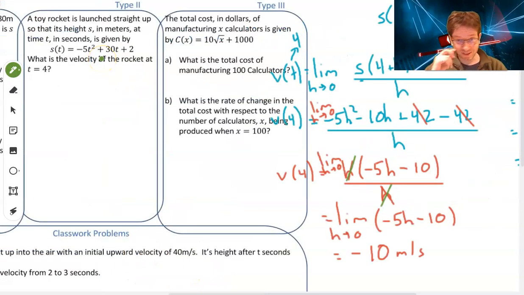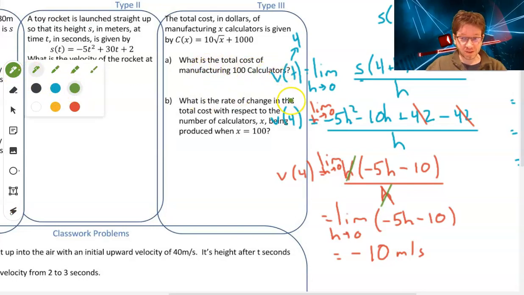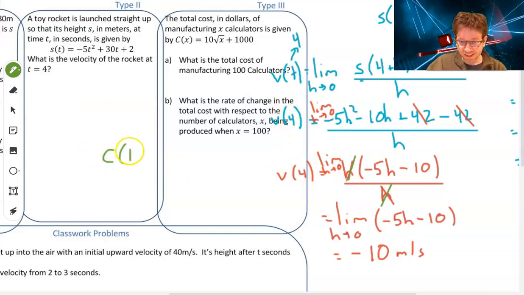All right, so our last example, a finance problem. Here we have the total cost in dollars of manufacturing x number of calculators, given by, so cost is a function of the number of calculators, 10 times the square root of the number of calculators plus 1,000. Part A says, what is the total cost of manufacturing 100 calculators? Okay, that we can do. We just solve for what that function is at 100.